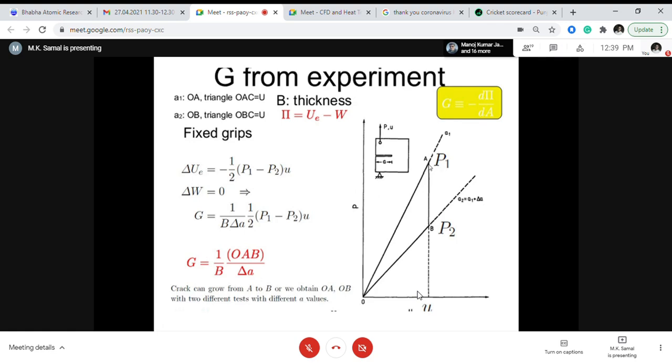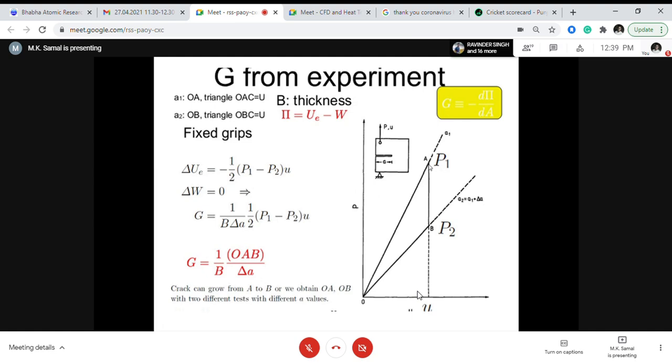Because I am not changing the displacement, the grip is fixed. This is called the fixed grip condition. You see I have initially loaded it, and that is stored as potential energy. I am calculating from A to B how much is the change in potential energy, that is, how much change in strain energy and how much change in the work done.